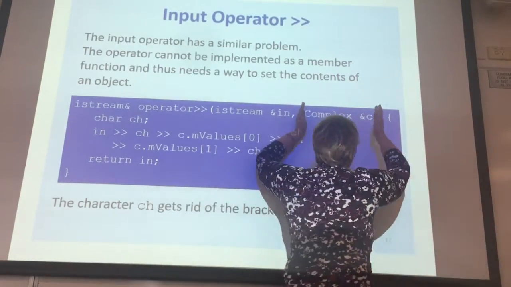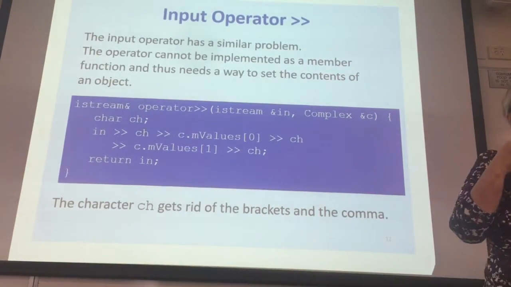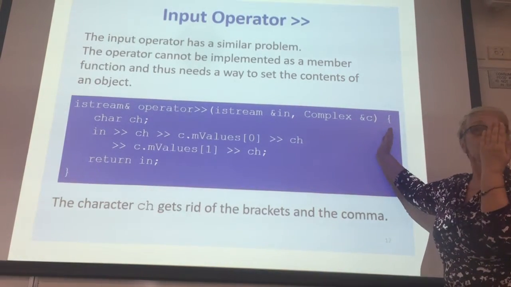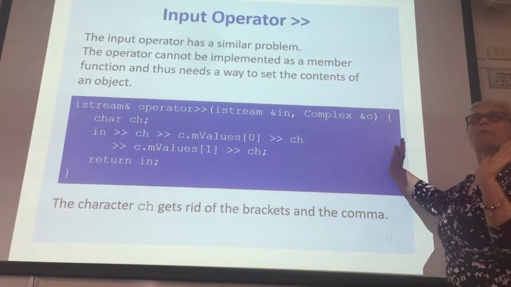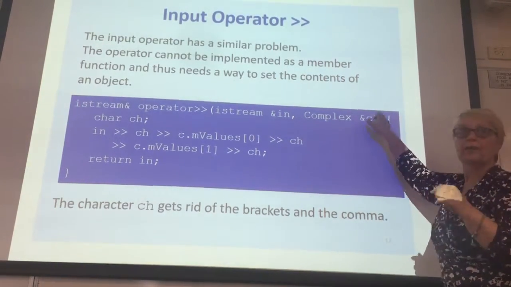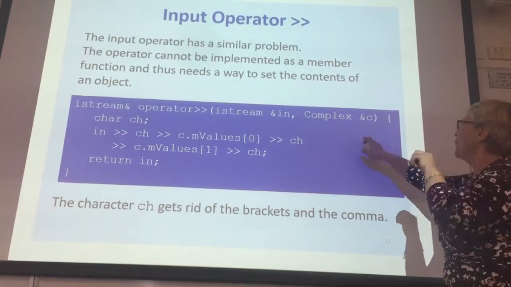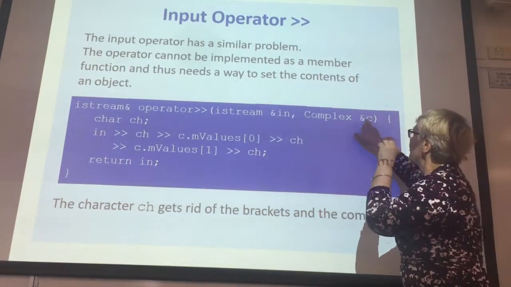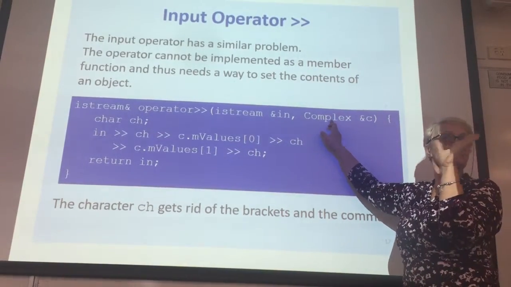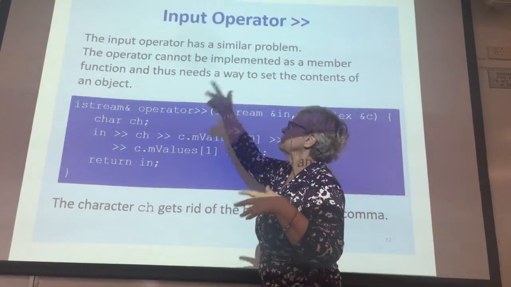But the second parameter is where we are going to store data entered by the user, as opposed to output operator, which has no job of changing that object. The input operator has the task of changing that object. Therefore, this has to be passed by reference, no constant. Reference to complex. So this is the first difference, besides the orientation.